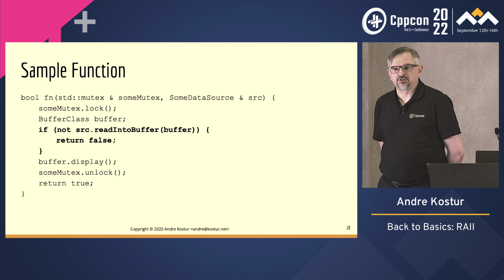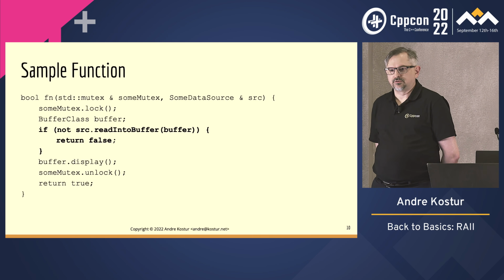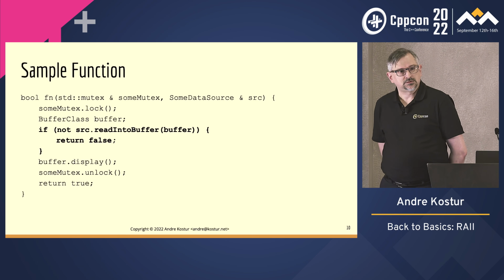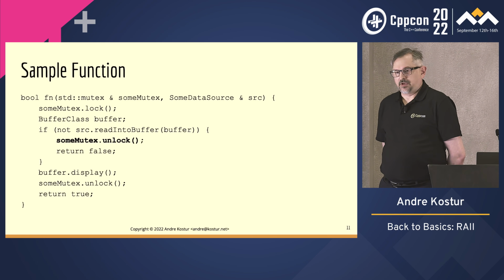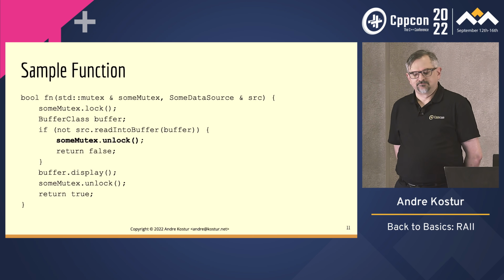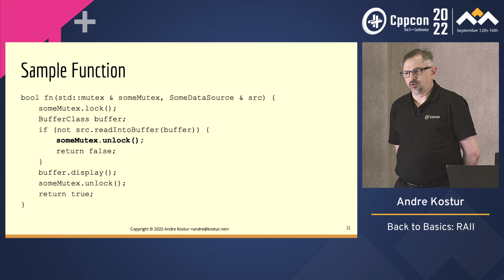Well, I've just reintroduced the problem we just solved. Now I'm again doing an early return from this function. My mutex was forgotten to be unlocked. Okay, I can fix this again. Add in my unlock. We're happy again for a while.